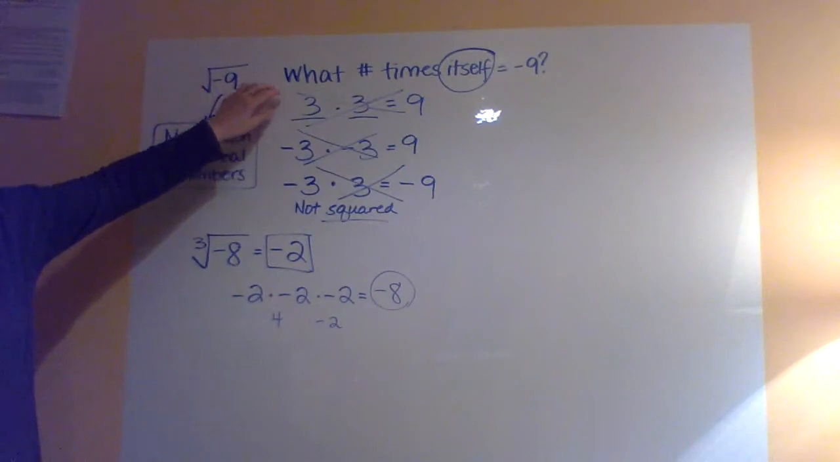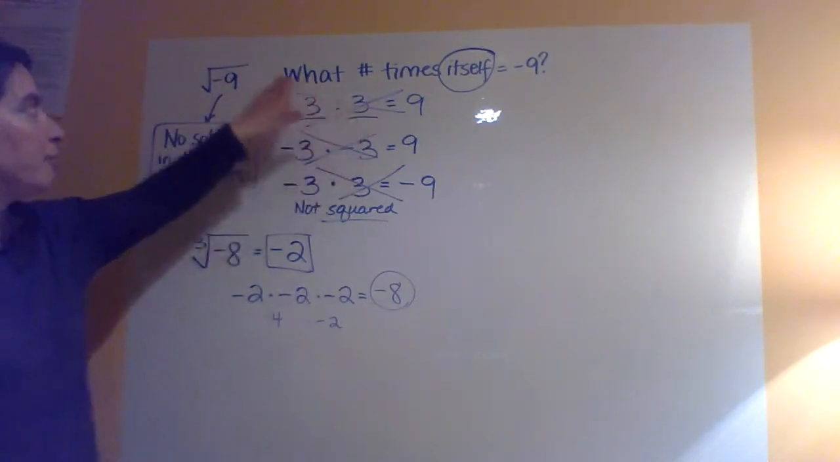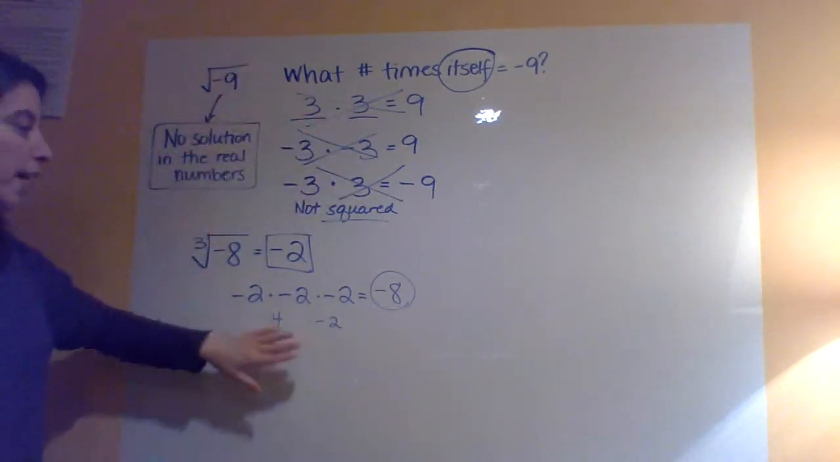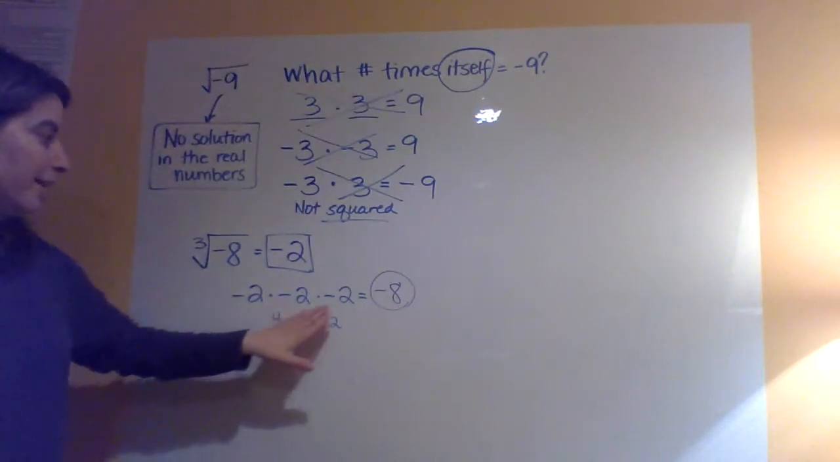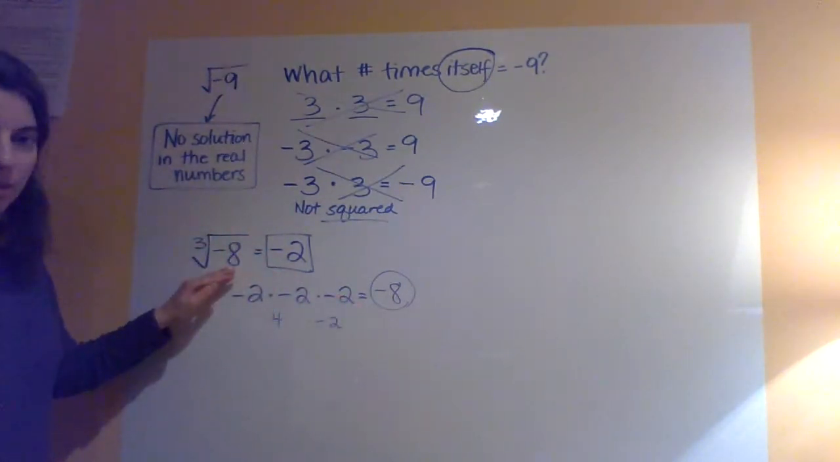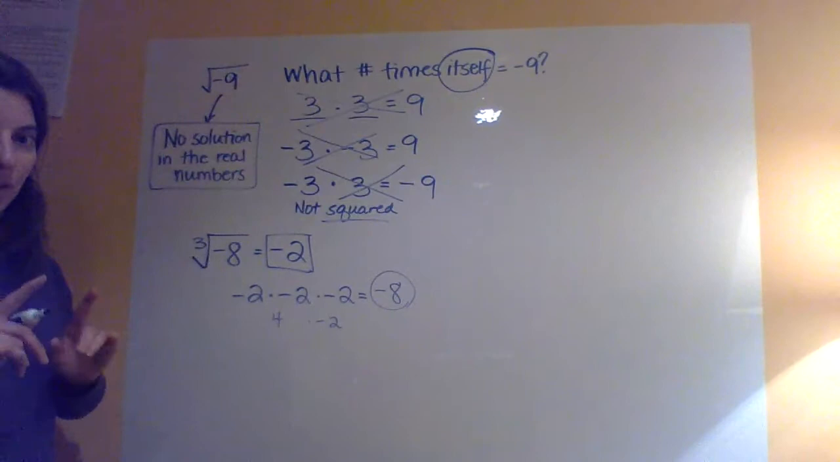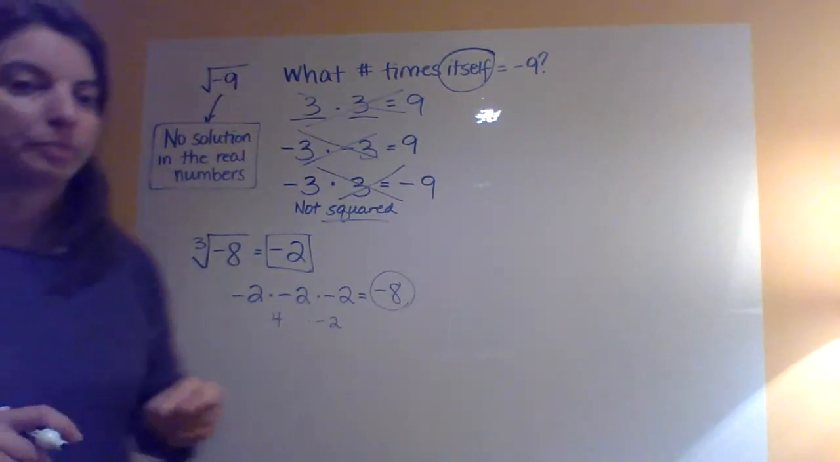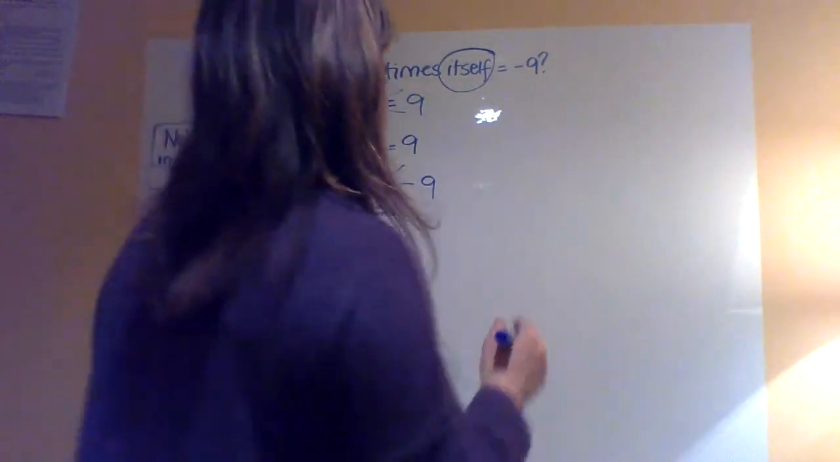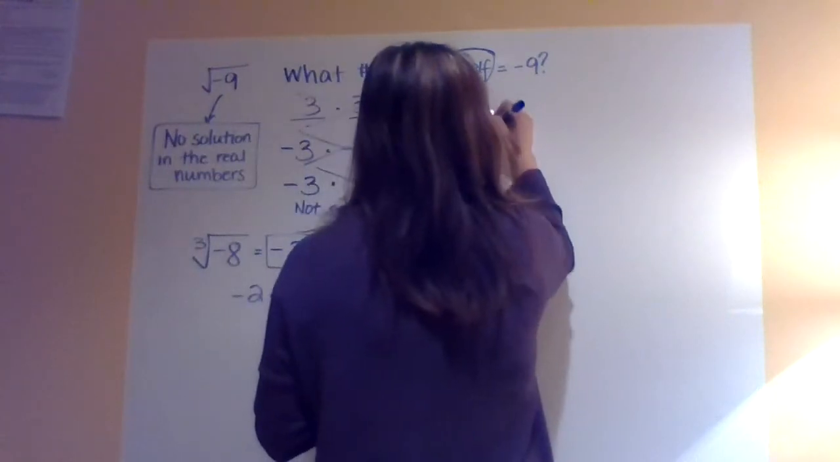In this case, I want to know a number that multiplies by itself to be this number. In this case, I want to know a number that multiplies by itself 3 times to get this. And that's the key, okay, is how many times it is. So I'm going to write out the rule and then we'll talk about it. So the rule is this.